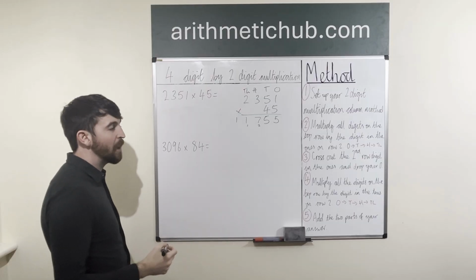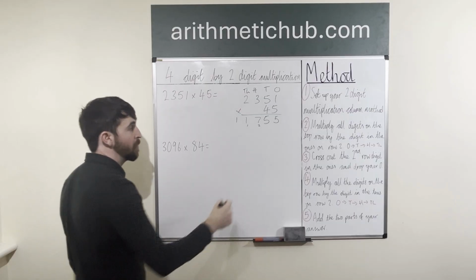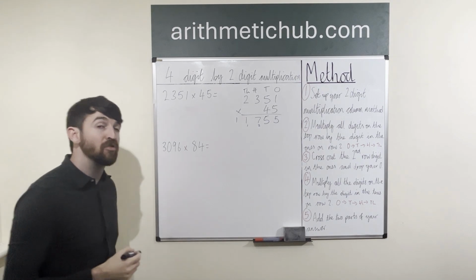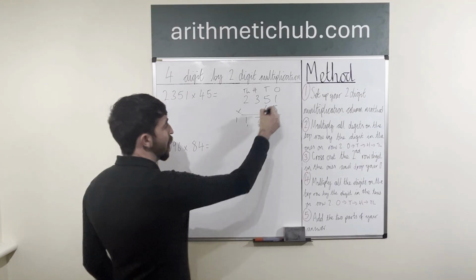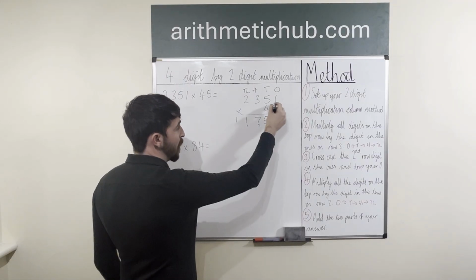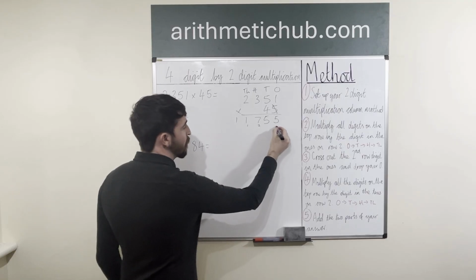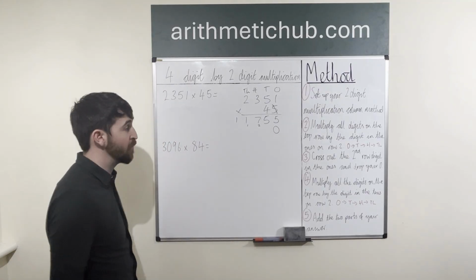Step 3 says, cross out the second row digit in the ones and drop your 0. Now this is the part that most people forget or make the most mistakes on. They don't remember to do this part. So I'm going to do this part here. I'm going to cross out the digit in the ones on the second row. I'm going to drop my 0. That's what I mean by dropping my 0.